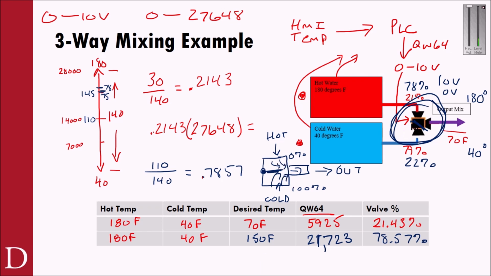So you can see how that three-way mixing valve is going to help control the temperature of our output. So with that, I hope that helps you guys with the worksheet and the job in the lab for working on the analog systems.